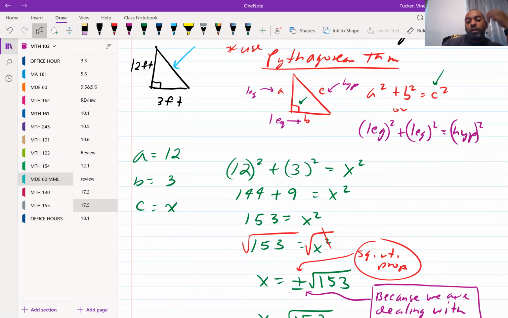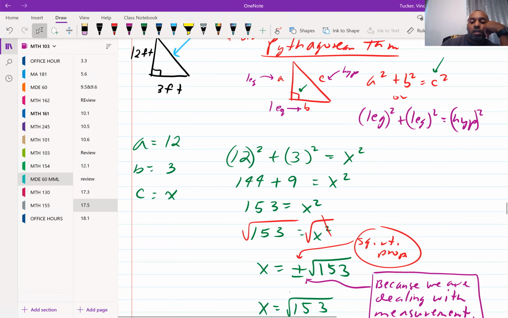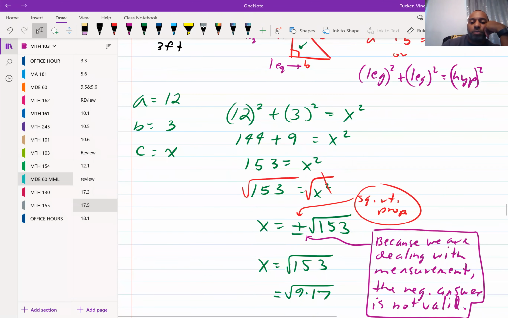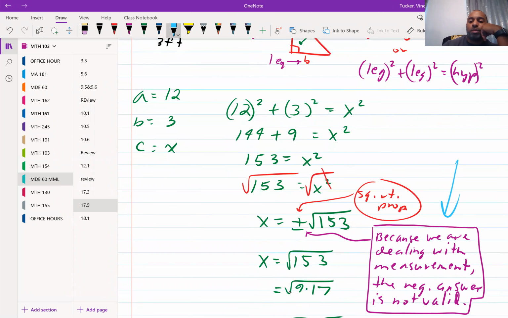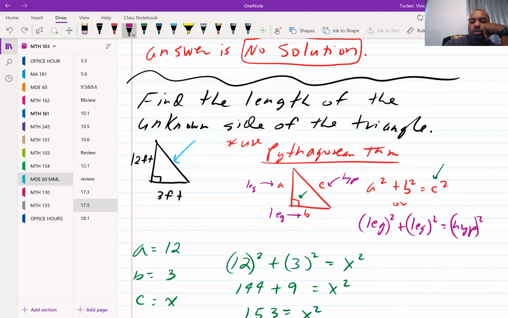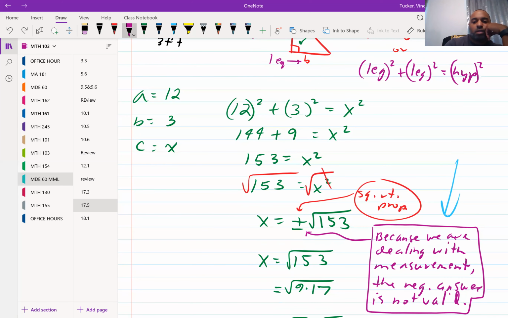So don't forget the square root property. Whenever you take the square root of both sides, you do plus or minus. But notice my message in the purple. Because we are dealing with measurement, the negative answer is not a valid answer. So negative is not useful when you talk about measurement. We don't use negative measurements. So we're just going to use the positive.